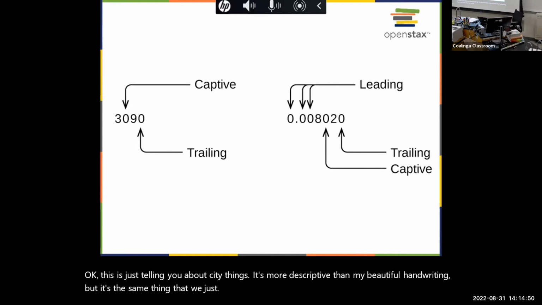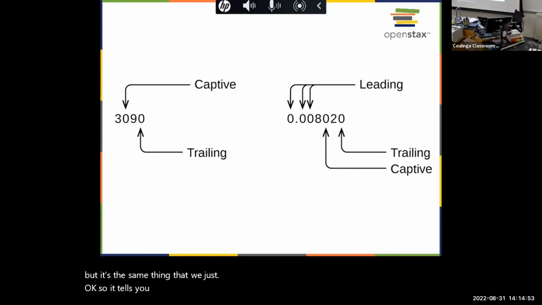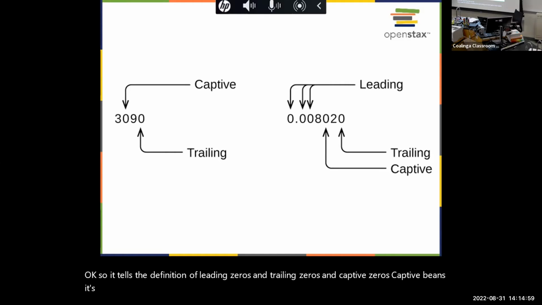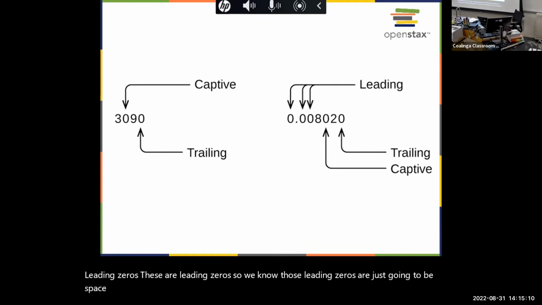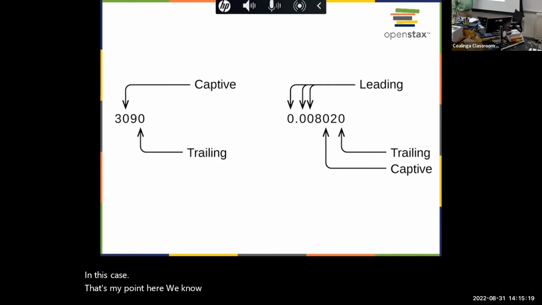Okay. So it tells you the definition of leading zeros, trailing zeros, and captive zeros. Captive means it's between two non-zero numbers. Trailing zeros means that there are zeros following it. Leading zeros, these are leading zeros. So we know those leading zeros are just going to be space holders, right? Trailing zeros, if there's a decimal point, in this case, a decimal point here, we know that trailing zero becomes significant, right? Because it takes an extra.